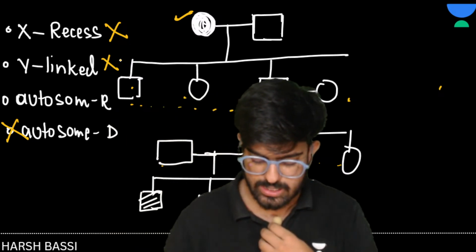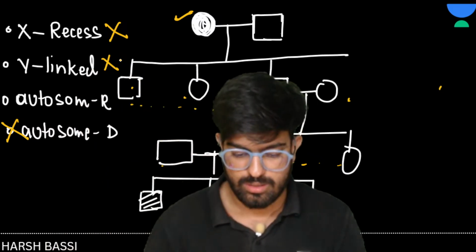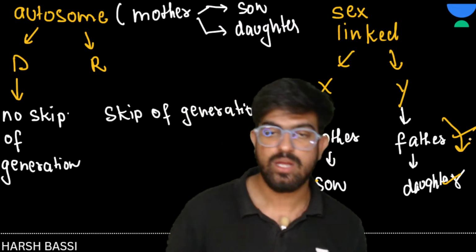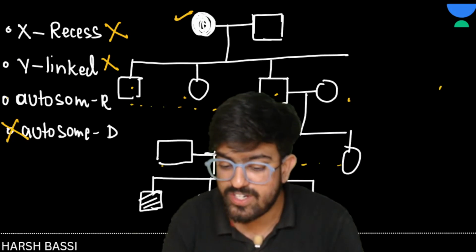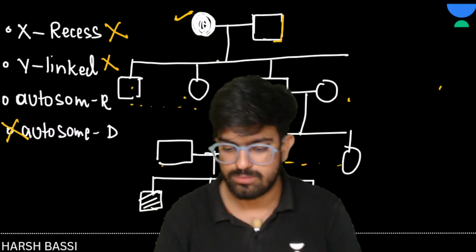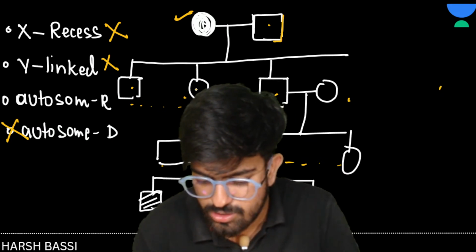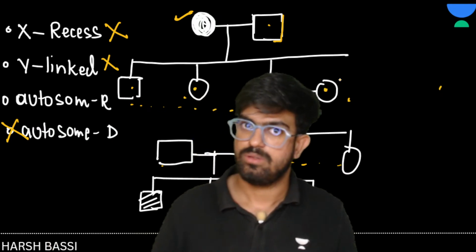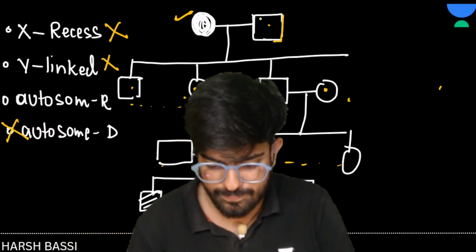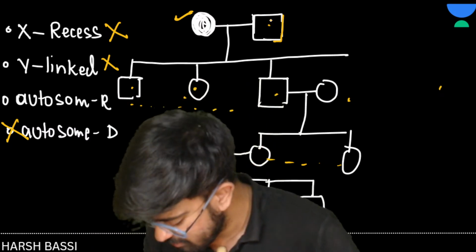Father one. Okay. See here. Y-linked means father to daughter. In Y-linked, what do we have to check? We have to check father to daughter. In the first generation, the father is normal. Father is normal. And in the second generation also, no daughter is affected. So Y-linked doesn't make sense here. If the father had the disease, only then would we say Y-linked, right? Yes or no? Clear?